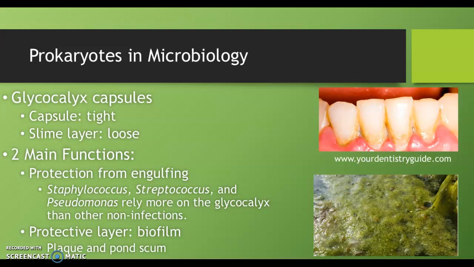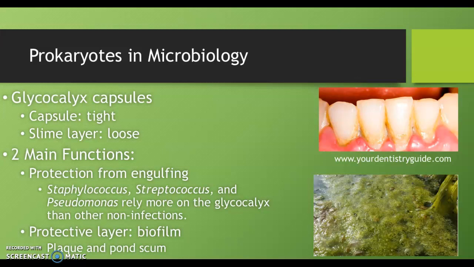This invisibility makes it harder for the phagocytes to surround and engulf it. Infectious strains of bacteria like Staphylococcus, Streptococcus, and Pseudomonas all rely heavily on the glycocalyx compared to non-infectious strains.